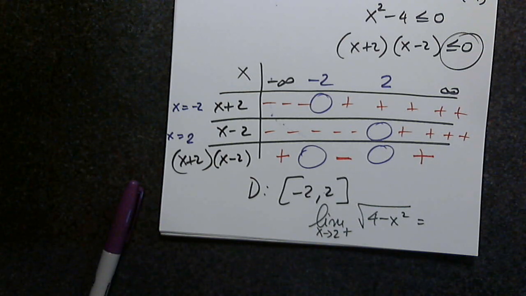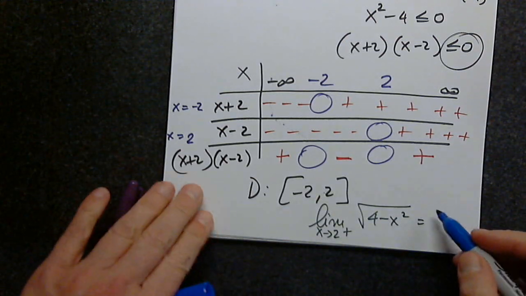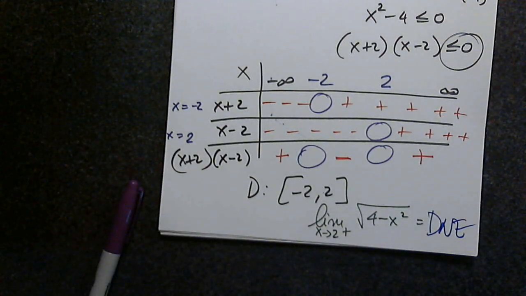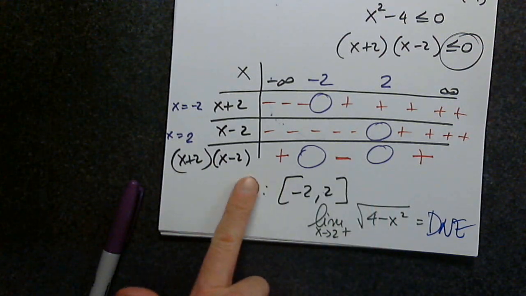The function doesn't exist on that side of 2. That's why we needed to determine the domain first. Very good. Excellent. That's what it is. The answer is D and E. That's why I wanted you to determine the domain first, to see that the function doesn't exist on that side of 2. The function does not exist here, and it does not exist here.